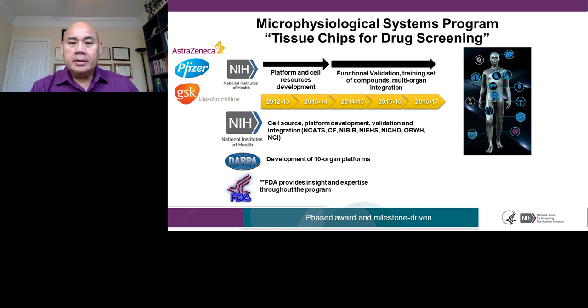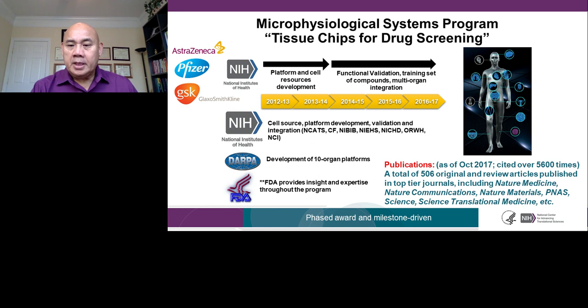We have also partnered with a number of government agencies such as DARPA from the Department of Defense, where their primary interest is in developing the 10-organ system or the human body on a chip. And then the FDA is a non-financial partner, but essentially providing NIH with key regulatory advice in terms of how to qualify and validate this system for regulatory decision-making. Out of the 5 years of the program, a number of publications have already come out, over 500 of them in various high-profile journals, in some ways informing the scientific community in terms of how various tissues on chips can be and are being used in drug development.